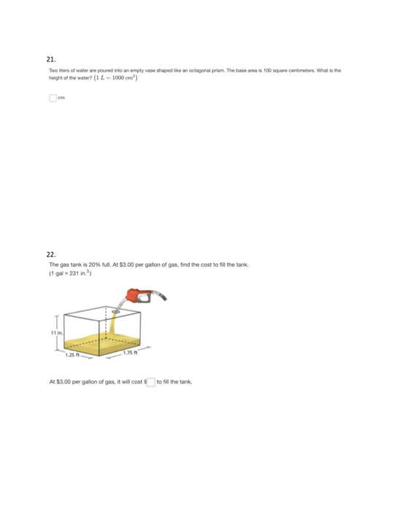Okay, next I have number 21 for you. 2 liters of water are poured into an empty vase shaped like an octagonal prism. The area of the base is 100 square centimeters. We need to find the height of the water. Volume equals area of base times the height. We put in 2 liters or 2,000 cubic centimeters, and the area of the base is 100. We're just solving for the height.